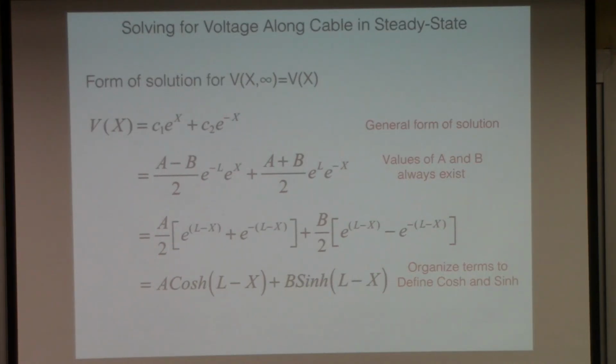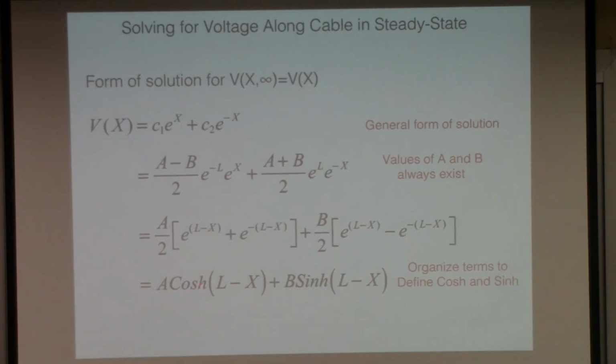Potentials aren't changing anywhere along the cable anymore. So the general form of the cable equation under that assumption of steady state conditions is this. And these constants C1 and C2 will be determined by boundary conditions on the cable.